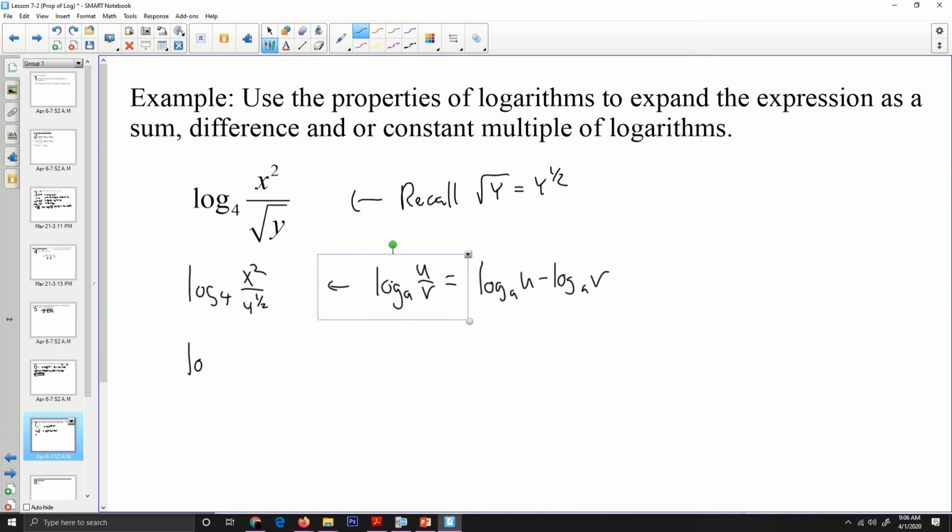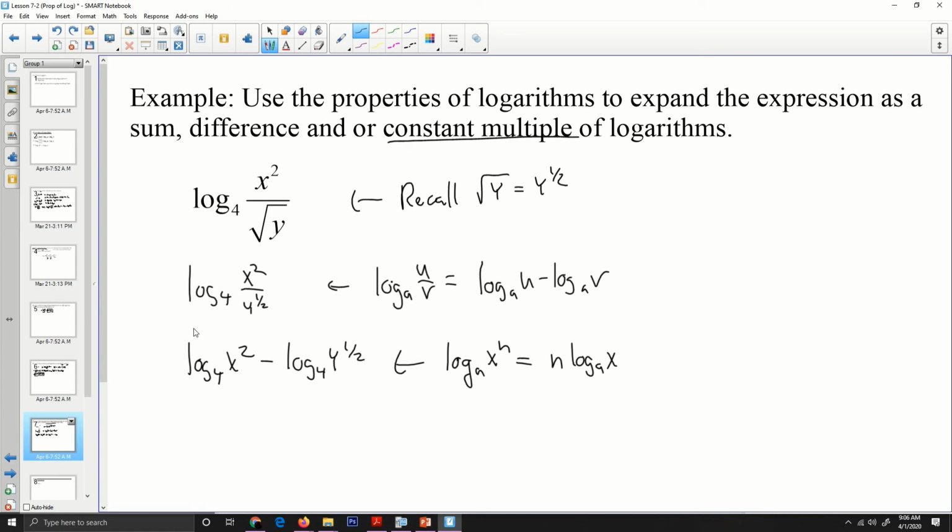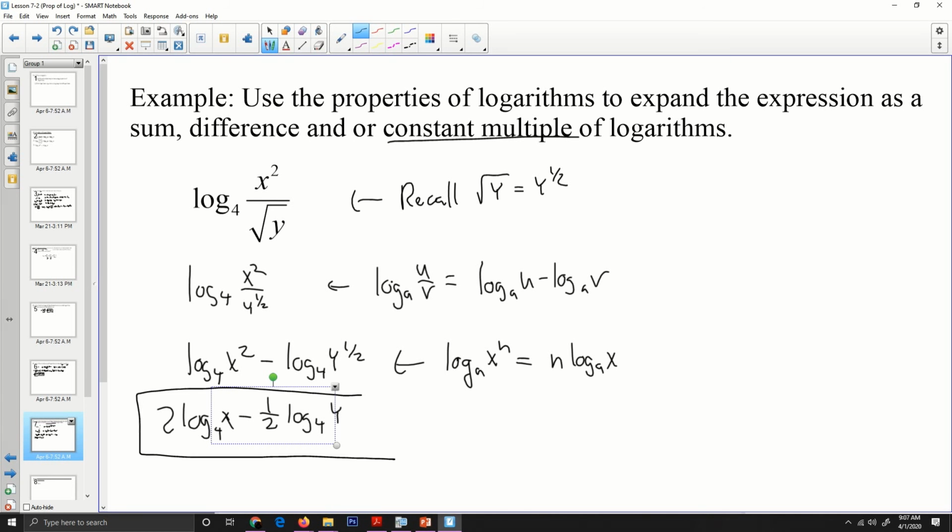And rewrite this thing, log base 4 of x squared minus log base 4 of y to the 1/2. And then I'm going to use log base a of x to the n is n log base a of x to bring these exponents down. And that gives me the constant multiple of a logarithm. So I have 2 log base 4 of x minus 1/2 log base 4 of y. And that is going to be my final answer there. Okay.